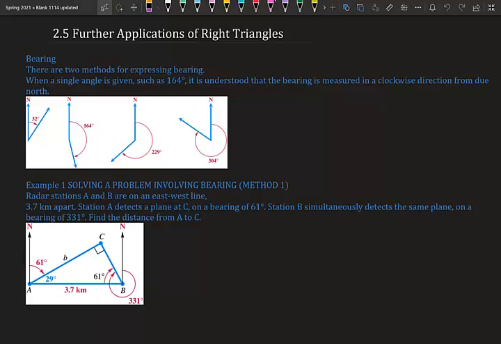2.5 Further applications of right triangles. So just in case you couldn't get enough applications in 2.4, here we are again in 2.5.